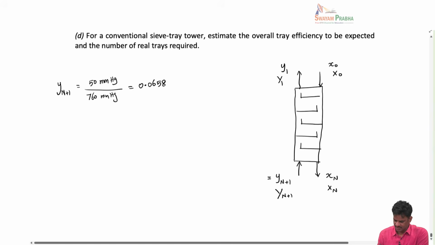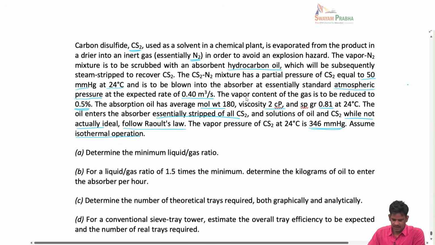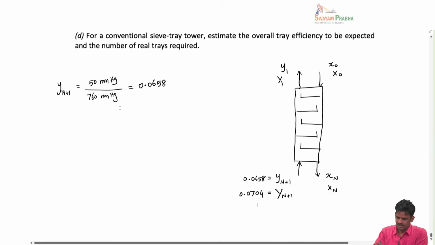So I can substitute that here, 0.0658. If I convert this into mole ratio units, that is y by 1 minus y, you will see this is 0.0704. And it said that the vapor content of the gas is to be reduced to 0.5%. So this is going to be 0.005, and you can convert this into mole ratio, and this will be almost the same as 0.005.